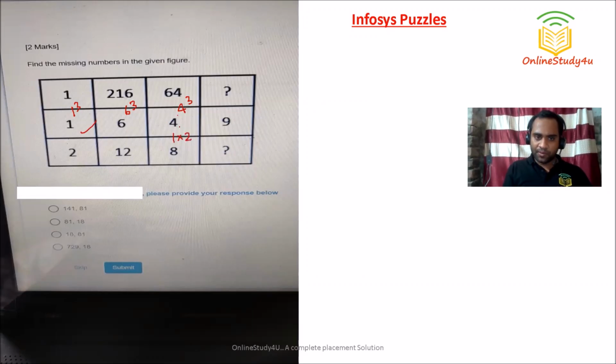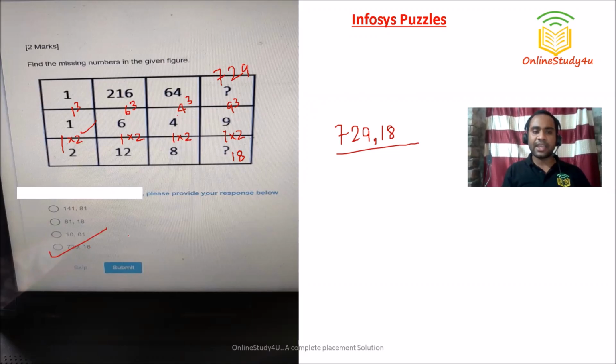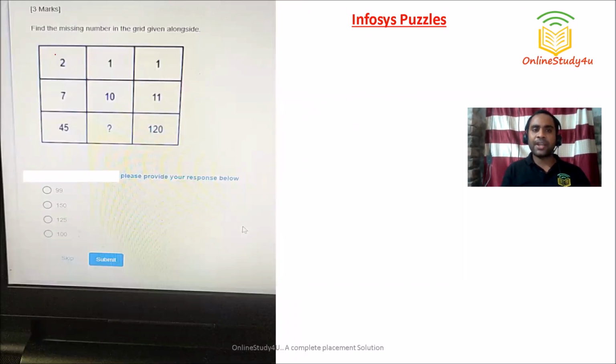And 4 into 2 will be 8. 6 into 2 will be 12. And 1 into 2 will be 2. Here also same thing. So 9 into 2 will be 18, and 9 cube will be nothing but 729. So my answer will be 729 and 18, right? So option D again you had to select here. So square, cube, all those things were required. Okay, so for this particular problem they had awarded 2 marks.